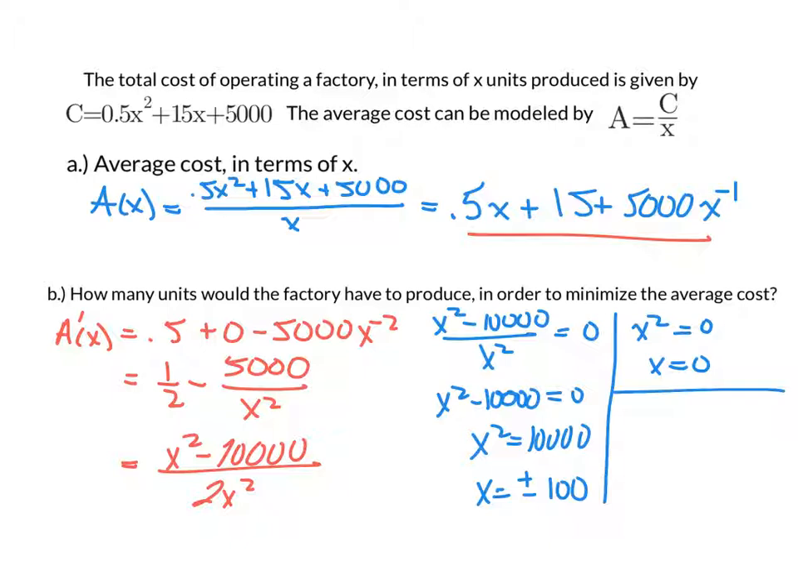Now within the context of this problem, we're trying to minimize the average cost. Having a negative value of x would mean that the factory would produce a negative number of units, and that's not reasonable. Having a value of x equal to 0 would make this average cost function undefined because we're putting 0 in the denominator. That means the only critical number we have left is x equals 100 units.